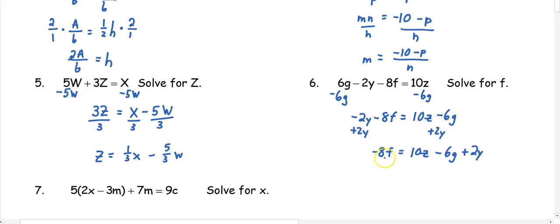Then it's -8f, and we want to solve for f. So we're going to divide by -8 individually in each term and reduce these fractions. So f equals 10 over -8 reduces to -5/4 z. -6 divided by -8 reduces to 3/4 g. And 2y over -8 reduces to minus 1/4 y.